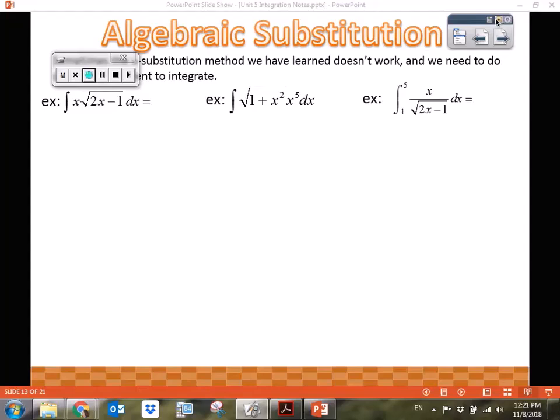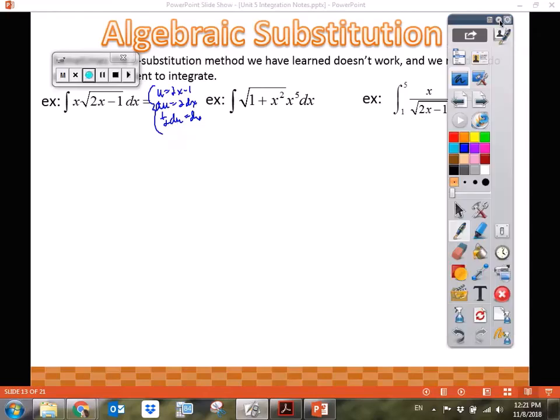So let me go through the process and show you. It's like on the first one. We look at that and we think, okay, well, u is 2x minus 1, right? That's what we would make u. So u would be equal to 2x minus 1. Then du would be 2 dx, so 1/2 du equals dx.